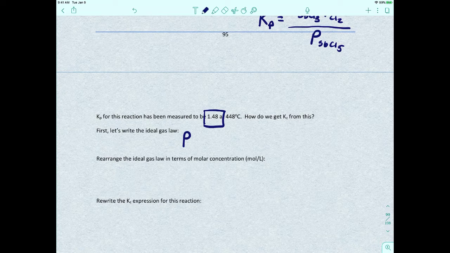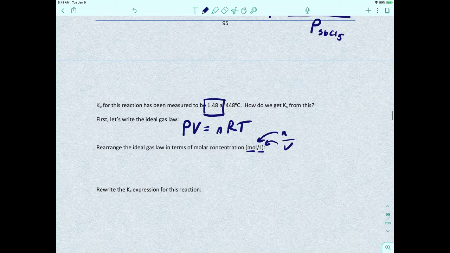If you remember back in Gen Chem 1, the ideal gas law says PV equals nRT. What we want to do now is rearrange this equation in terms of molar concentration. So we need moles per liter. Liter is going to be volume, moles, that's n. So we need to rearrange this equation so that n over V is by itself. You've got this equation, PV equals nRT. We need n by itself first. So let's do that.